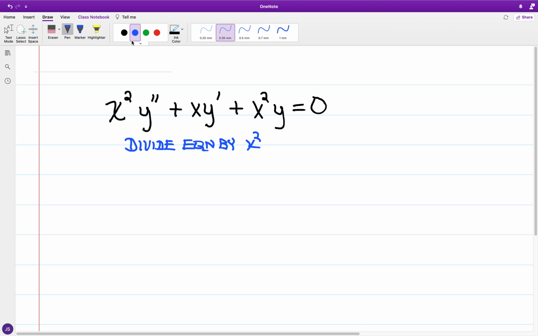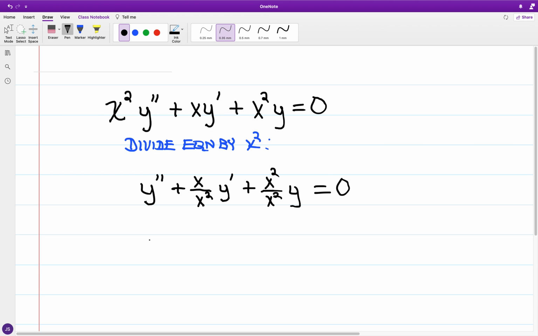So this is going to come down to y double prime, and for the middle term this is going to get a little bit redundant, but I do want to mention, you have x over x squared times y prime, and we have plus x squared over x squared times y is equal to 0.